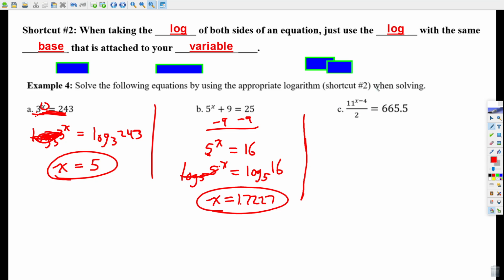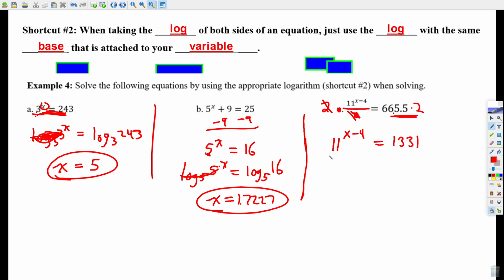Part C. So how do we get this solved? Don't want to do logs yet. We have this fraction bar we have to get rid of with a 2 on the bottom. And how do you get rid of division or a fraction like this? We're going to do the opposite of division and multiply. So I'm going to multiply both sides by 2. That cancels those out. You get 11 to the x minus 4 equals, multiply them together, you get 1331. Now we can introduce logs.